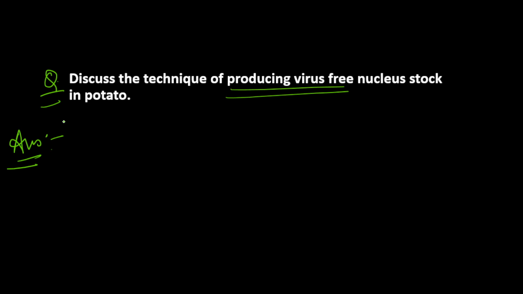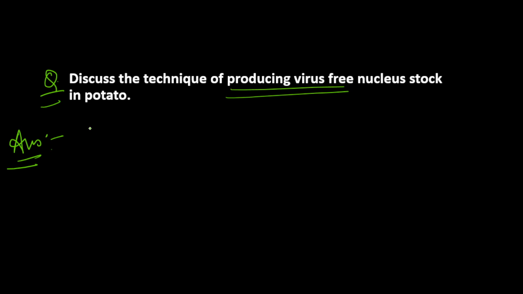As from the question you can understand that we have to produce virus free nucleus stock of potato. What are the techniques through which we can produce virus free nucleus stock of potato? So this clearly suggests that potato is highly infested from virus. That is why we are going to produce the virus free stock. So in the introduction part, you can simply mention those viruses, how those viruses are affecting potato.